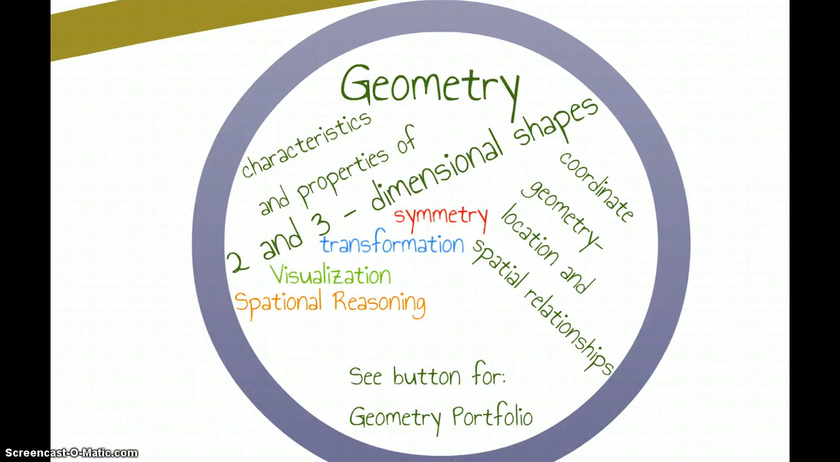geometry. In geometry, we're teaching characteristics and properties of 2- and 3-dimensional shapes. We're also discussing the location and spatial relationships of coordinate geometry. We cover symmetry, transformation, visualization, and spatial reasoning. In kindergarten, we're mostly working with using representations, building 2- and 3-dimensional shapes, mostly 2-dimensional.